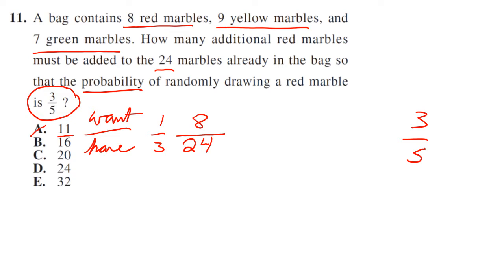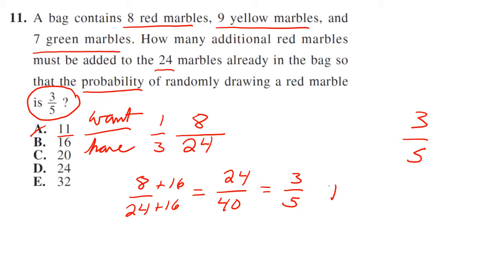Now we can try the next one. 8 over 24. We're going to add 16 to the top and 16 to the bottom. And that gets 24 over 40, which are both divisible by 8, and that reduces to 3/5. So your answer would have to be B.